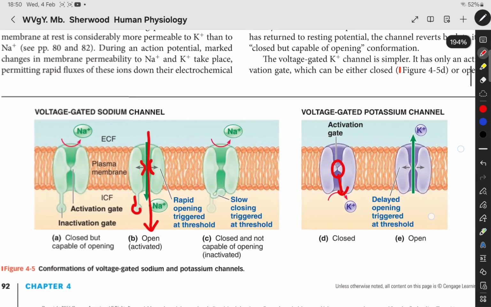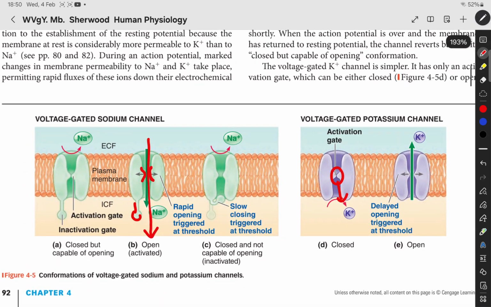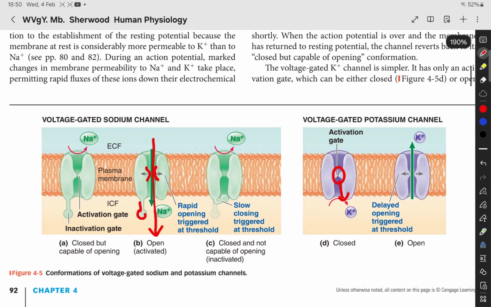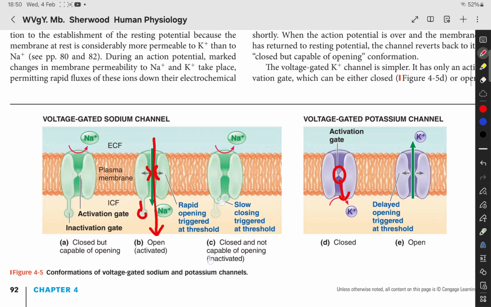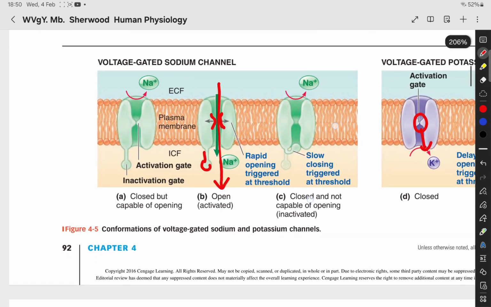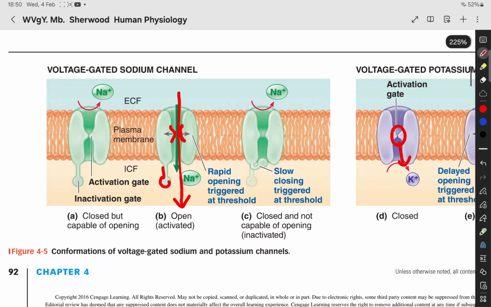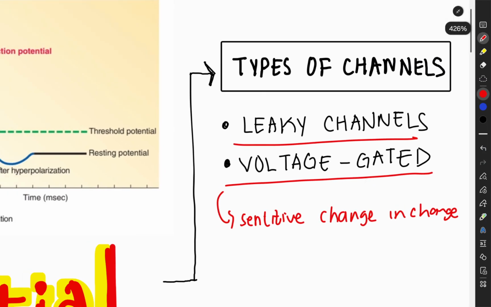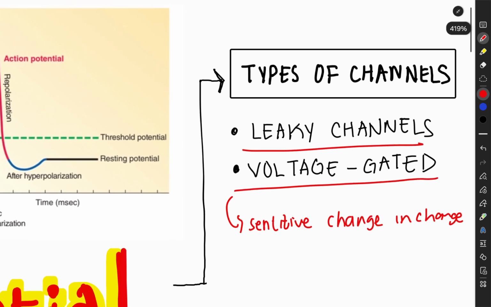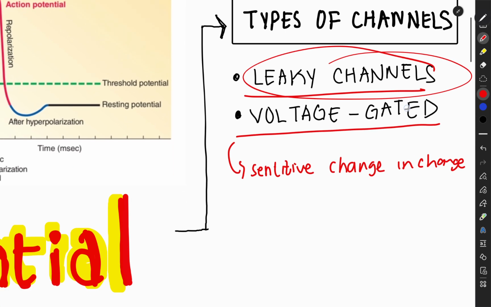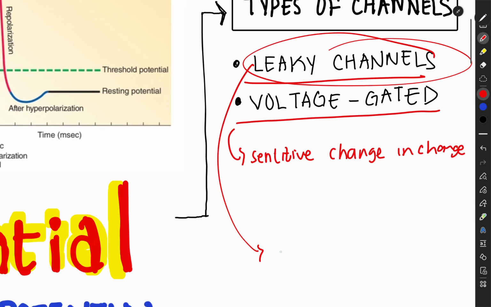It's not in the A-level biology syllabus, but I think it will give a visualization and a better understanding. Other than voltage gated channels, there are also leaky channels, which mainly consist of potassium.